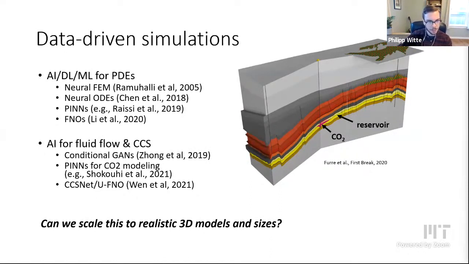And there's already a range of work even in that space. Really any of these architectures listed here, most of them have been applied to fluid flow and specifically CO2 modeling as well. Just a few works that I listed here. But one of the things that's maybe a little bit missing from all this work is the question of, can we apply this to a very realistic model? And can we scale it to 3D simulations?